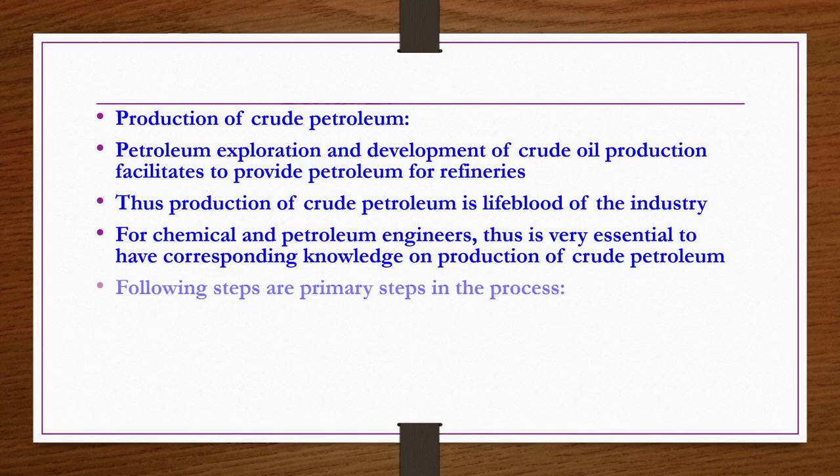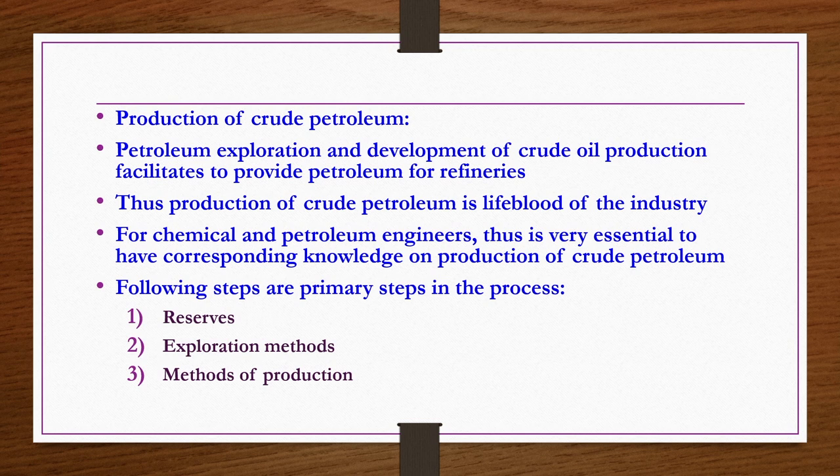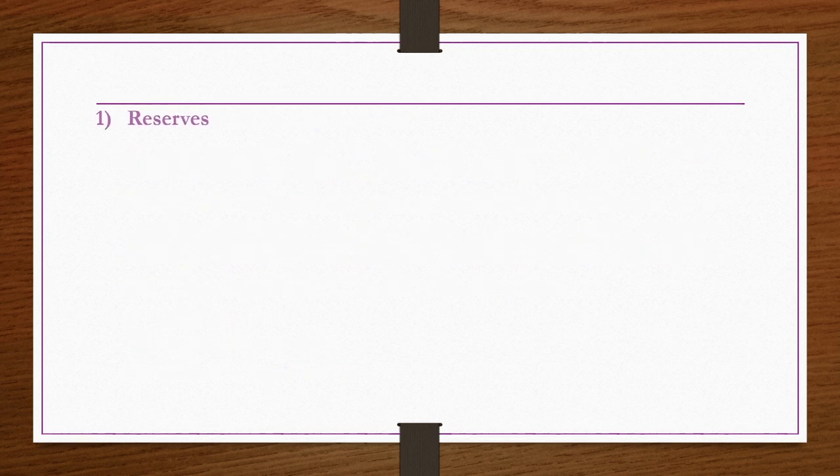All those points are very essential to consider in the production of crude petroleum, but our course is not completely on petroleum, so we cannot go into the details of all those exploration and production methods. We will see a few important points of each of these reserves, exploration methods and production methods, which are essential for the production of crude petroleum. The following are the primary steps in the process. One is the reserves, second is the exploration methods, third is the methods of production.